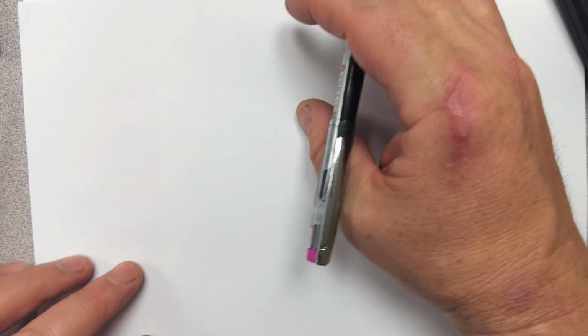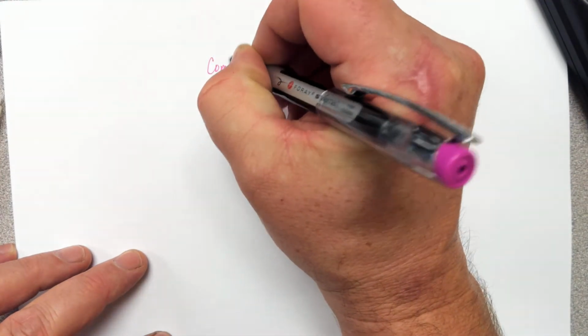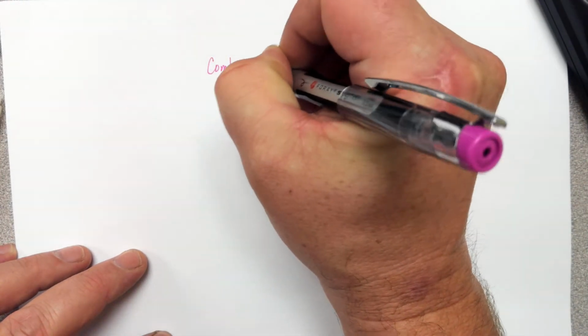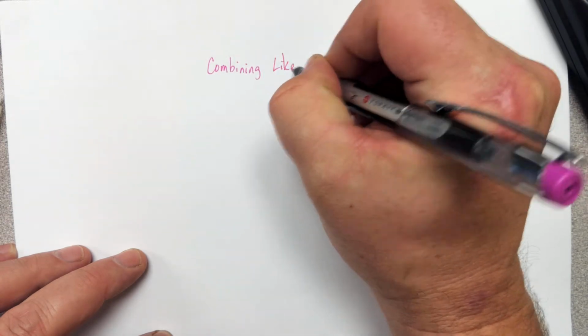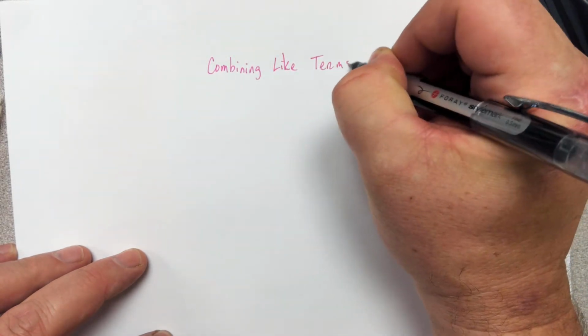Okay, so we're going to learn one thing today, and that is we are going to add and subtract polynomials. Okay, so we know what polynomials are. Today we're going to add and subtract. Is that something like combining? Yep. It's often called combining like terms. Because that's all you're doing when you're adding and subtracting.